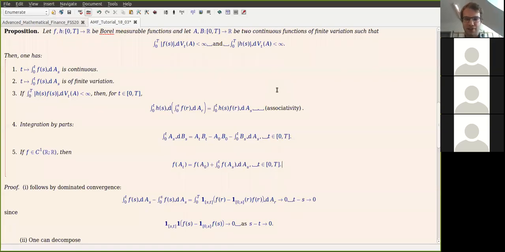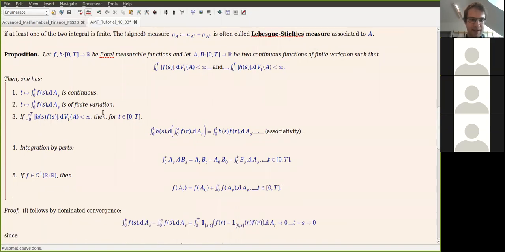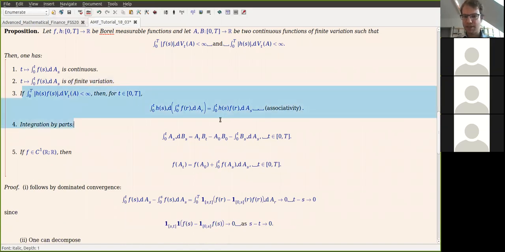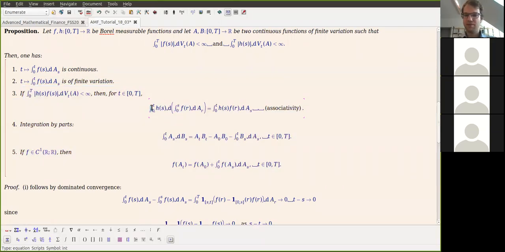All right, let's restart. So I think the property for the Lebesgue-Stieltjes integral, which you usually don't show, is the finite variation part, because you don't care. And all the other properties are the standard things you expect from an integral to hold, right? So the associativity: if you integrate h with respect to an integral of f with respect to a, it's the same as the integral of h multiplied with f, and then the integral with respect to a.